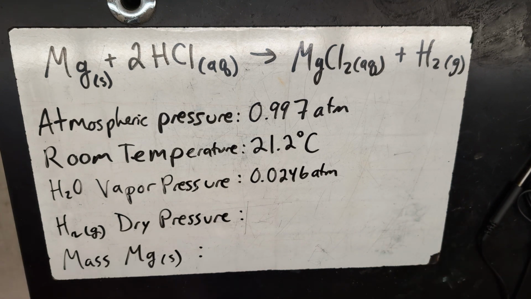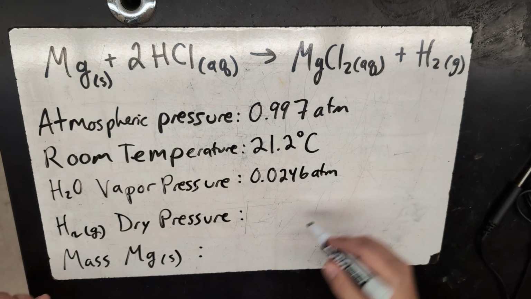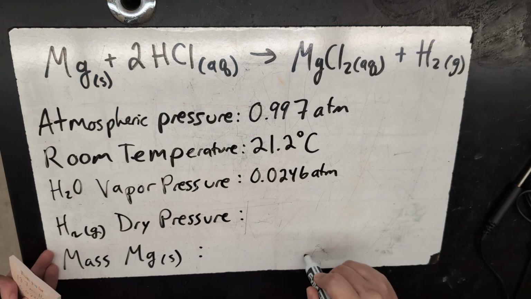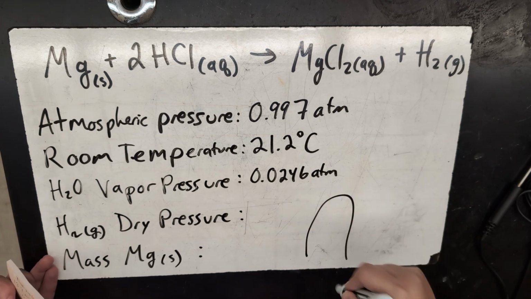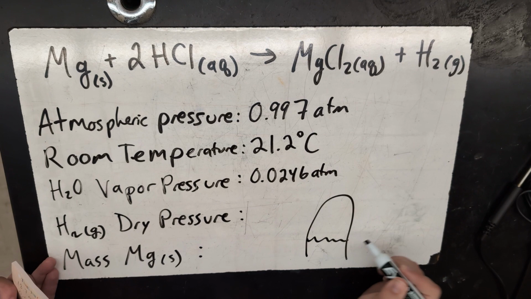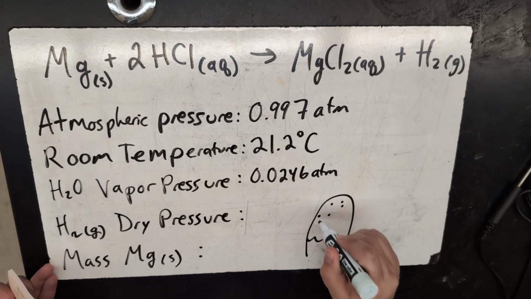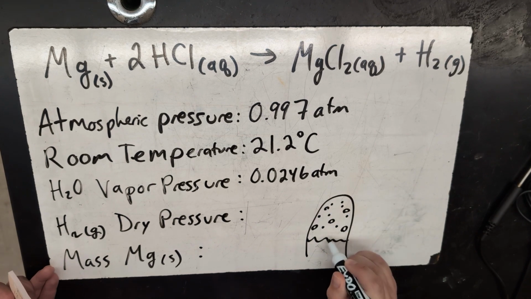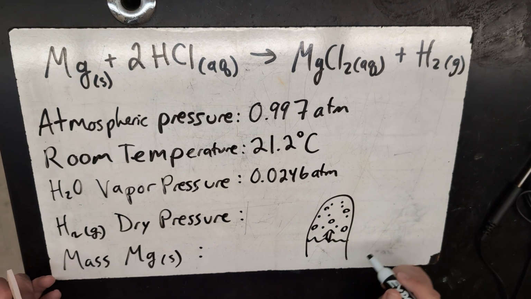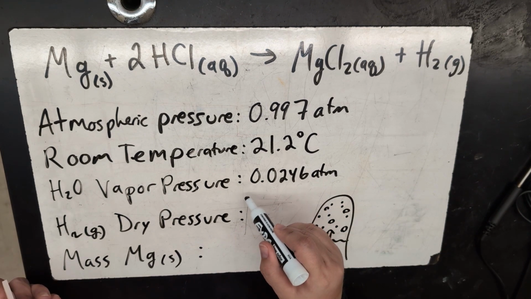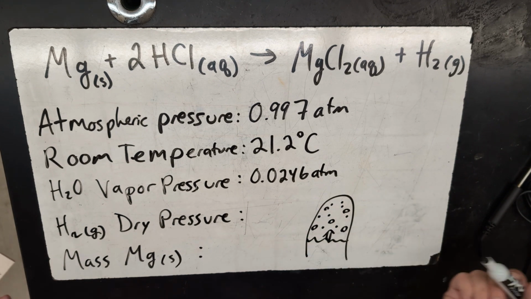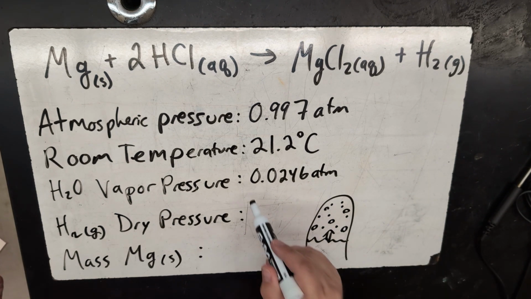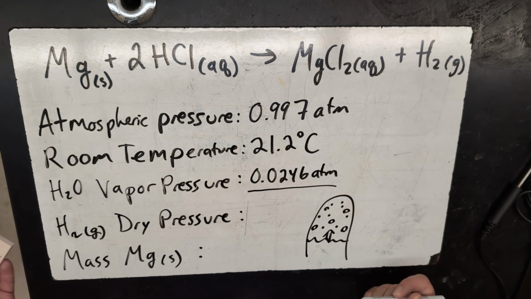So this is an excellent lab for us to look at Dalton's law. When we go to collect this gas, we're going to be collecting it over water. So in your collection tube, you'll have water and you'll have your hydrogen gas, but you will also have some water vapor because some of this water will evaporate. Not a lot, but it's dependent on the temperature. Higher temperatures, more will evaporate. So that's why we look up the water vapor pressure.